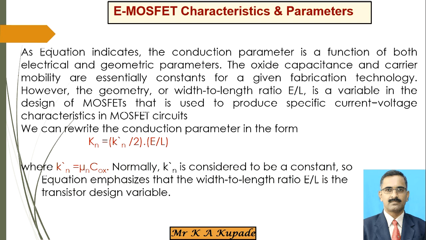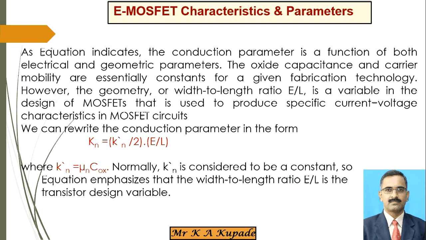The equation indicates that the conduction parameter is a function of both electrical and geometric parameters. The oxide capacitance and carrier mobility are essentially constant for a given fabrication technology. However, the width to length ratio, W divided by L, is a variable in the design of the MOSFETs, and it is used to produce the specific current voltage characteristics in the MOSFET circuit.